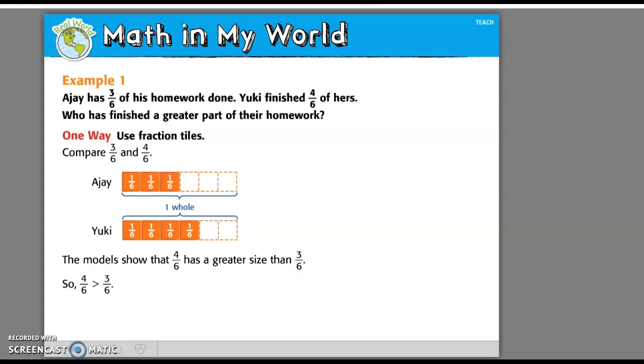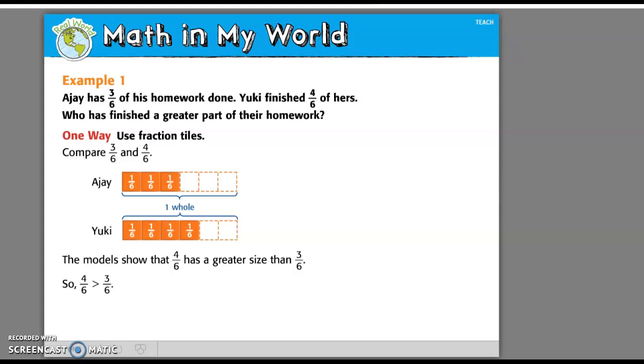Today we're going to be working on Chapter 10, Lesson 8. We're going to be comparing fractions. For example, number 1, AJ has 3/6 of his homework done. Yuki has finished 4/6 of hers. Who has finished a greater part of their homework?